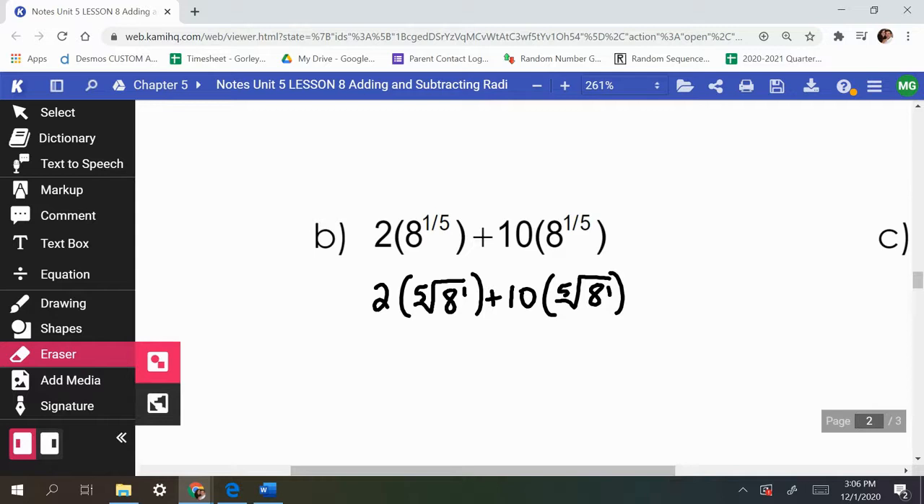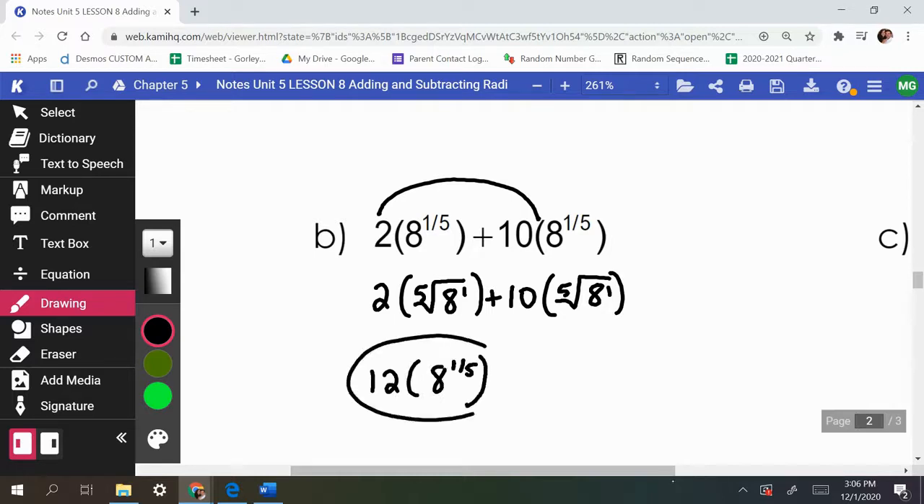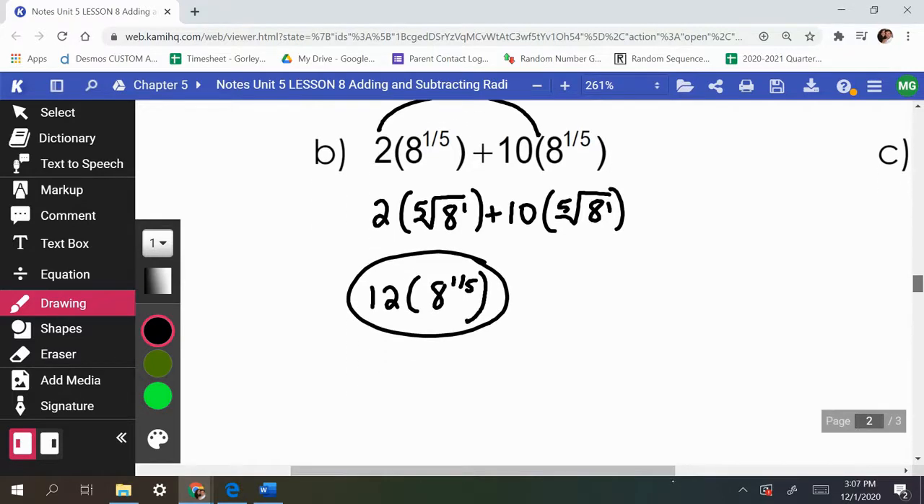Okay, in this case, are these like radicals? Yeah, they're both 5th roots, and the radicand is 8 in both cases. So we can combine those. I can either write my answer like this, where I have 12 of those 8 to the 1/5. Or if you want to write your answer in radical form, you can write 12 of those 5th roots of 8. Okay, either way.